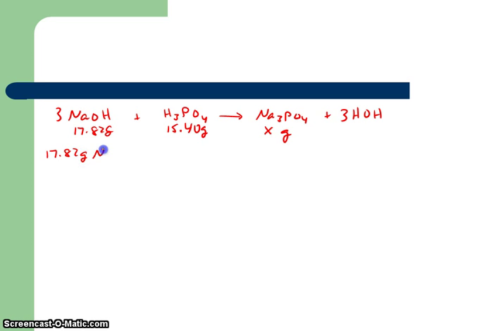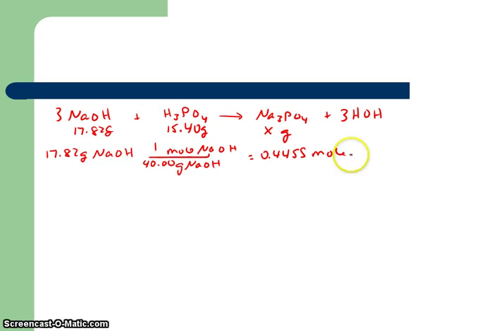17.82 grams of sodium hydroxide. We're going to go from grams of sodium hydroxide to moles of sodium hydroxide. We know that 1 mole equals our molar mass, and for sodium hydroxide, that's 40.00 grams. We want 4 significant digits, so 0.4455 moles of sodium hydroxide is what we're starting with.